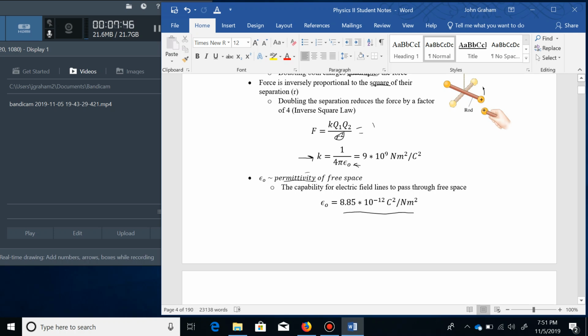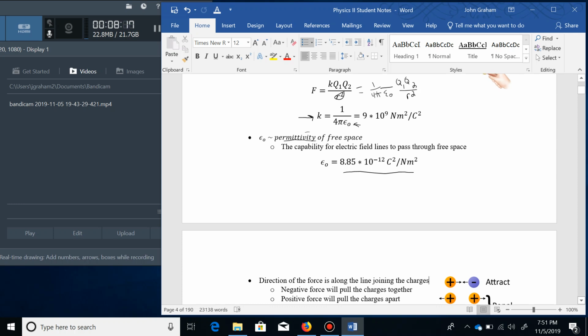As 1 over 4 pi epsilon naught times Q1 Q2 over R squared. And to be honest, there actually are times that it becomes important to write it this way, because we may be able to get the pi and epsilon naught to actually cancel. And so it's not useless to know that that's what K equals.